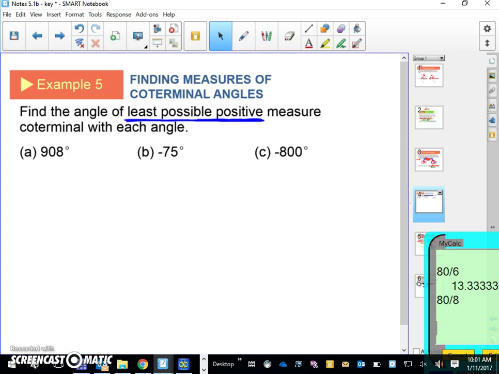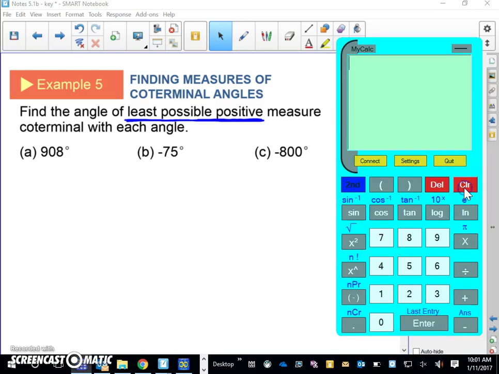And so what we will do, I think the best thing to do is just get out your calculator and start at 908 and subtract 360. 548. That's not small enough. I can go smaller and still be positive. So let's take that and subtract 360 again. 188. I think that's probably it. Let's see what happens if I go smaller. Minus 360 again. That's negative 172.